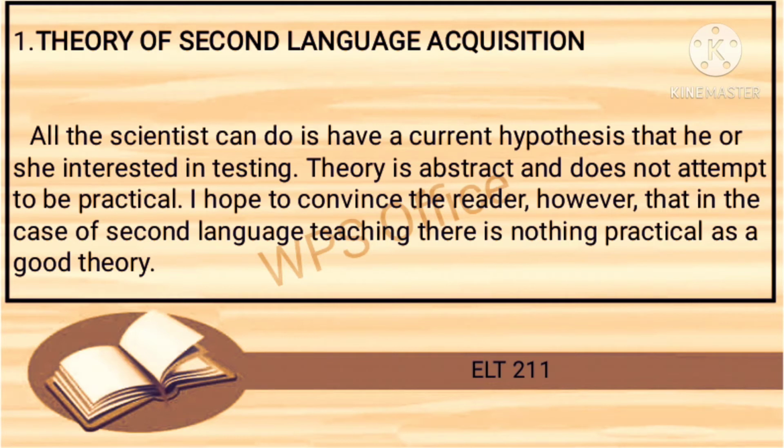Even when we do find supporting evidence, when the hypothesis makes the correct prediction, a critic can always say that we have not found enough. Thus, a scientist, professionally speaking, is never able to state that anything has been proven. All the scientist can do is have a current hypothesis that he or she is interested in testing.